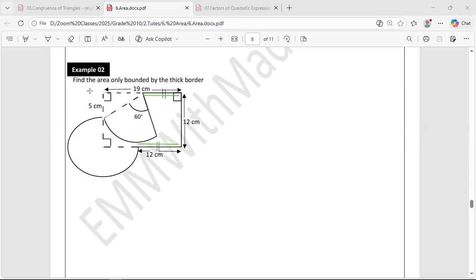So then please, in example number 2, this length and this length are equal. Now I am going to explain this question.